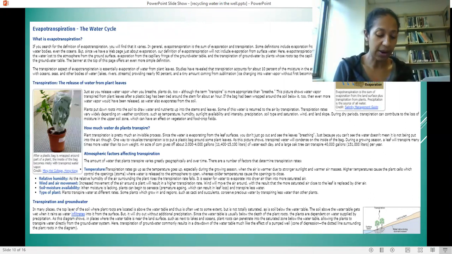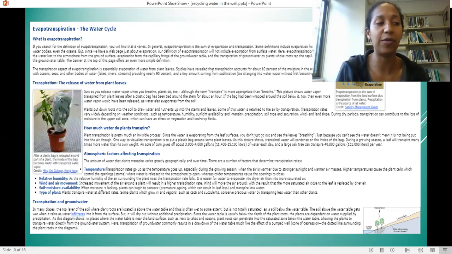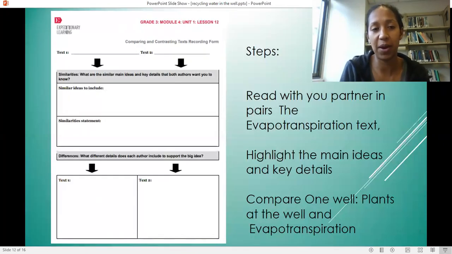I will stop right there and ask the students, what are some of the words that we saw the same as in Plants at the Well? Transpiration; plants put roots into the soil to draw water and nutrients. Precipitation is one of the words that we have also seen. And then I will model the first one for them, here is my worksheet.